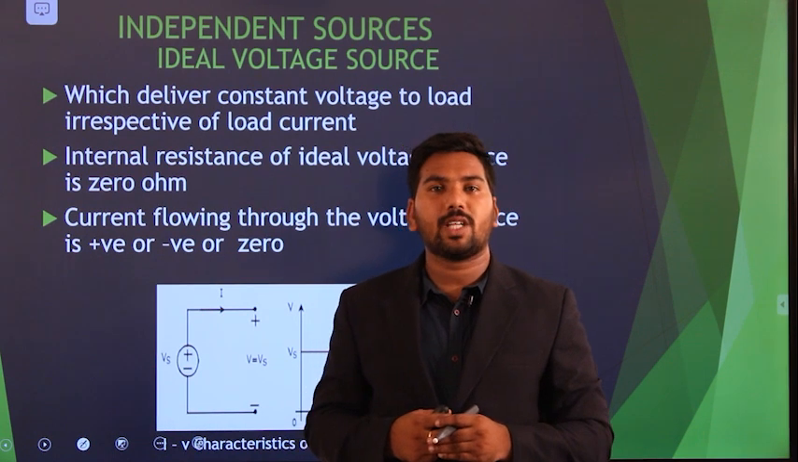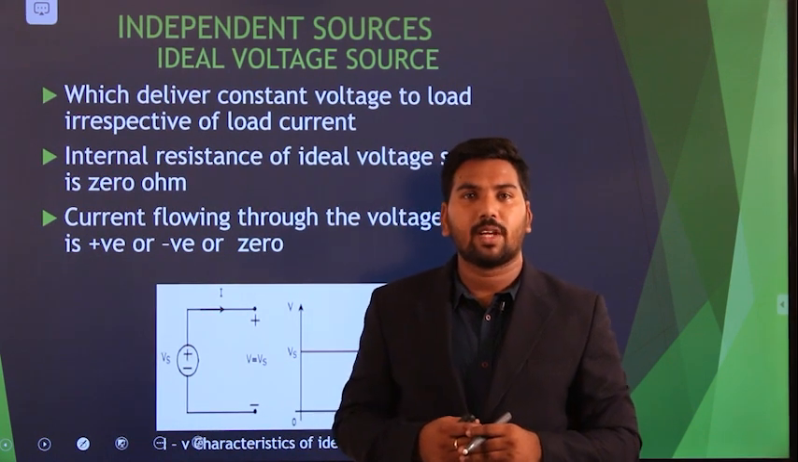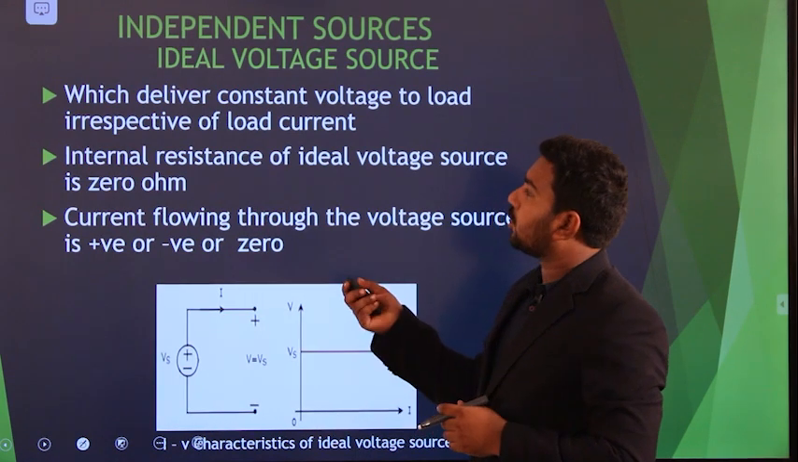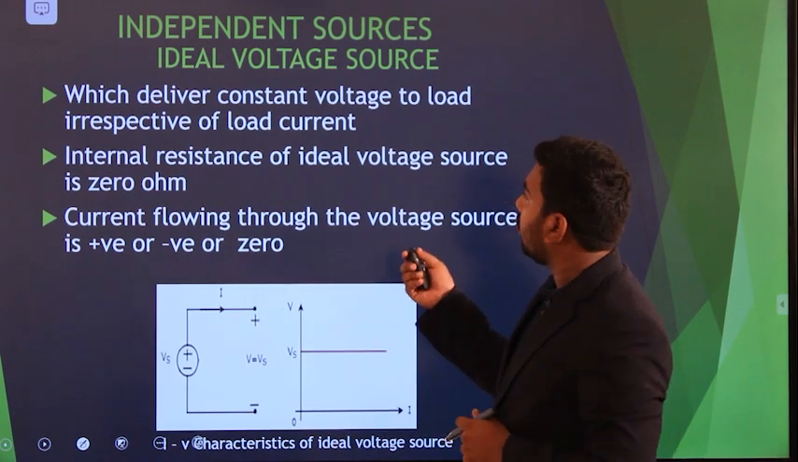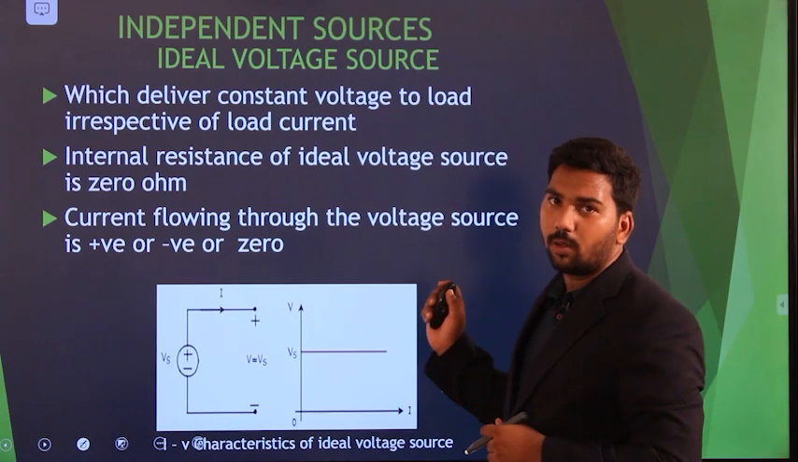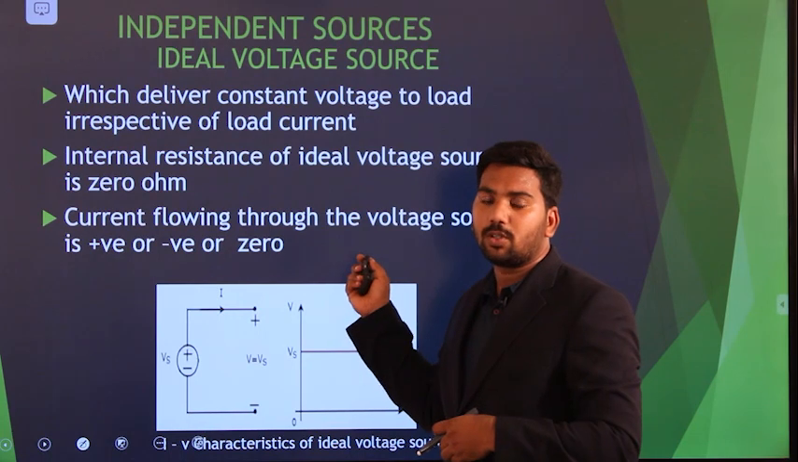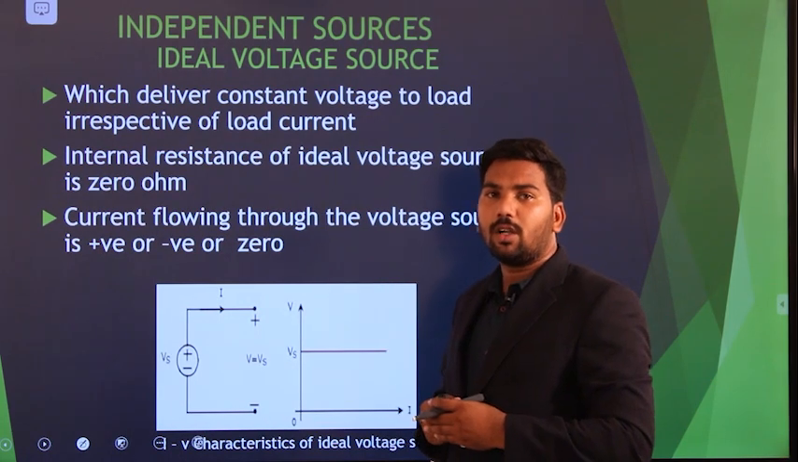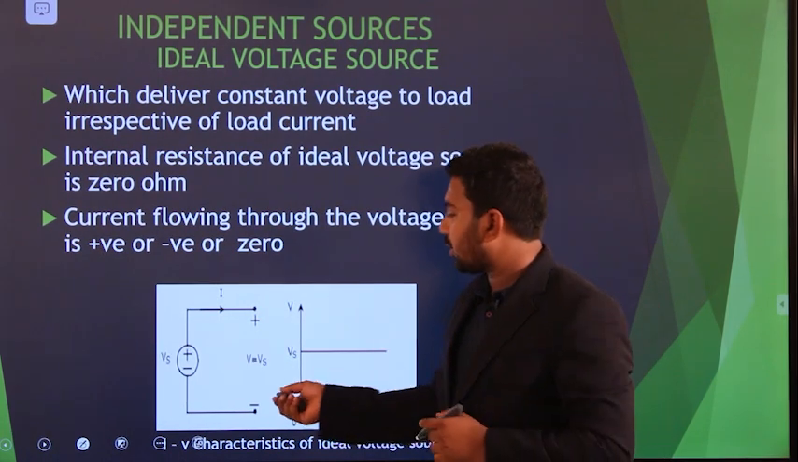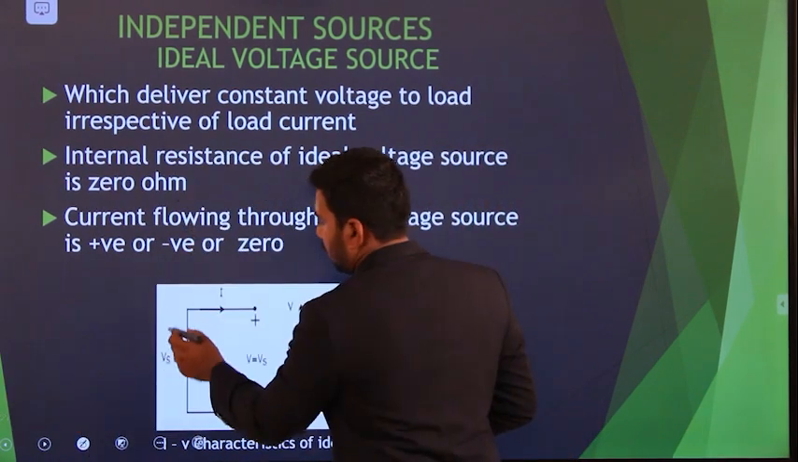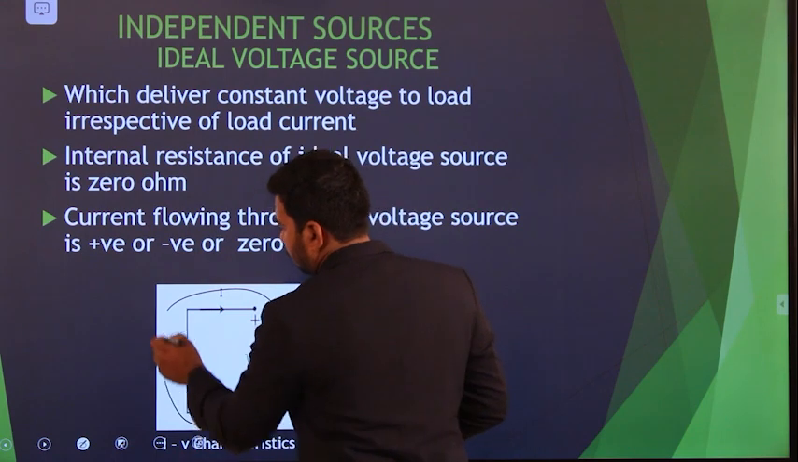The first element in independent sources is the ideal voltage source. What is this ideal voltage source? The source which delivers constant voltage to the load. An element which delivers constant voltage to the load is called an ideal voltage source. So what is the symbol of the ideal voltage source? This is the symbol of the ideal voltage source.